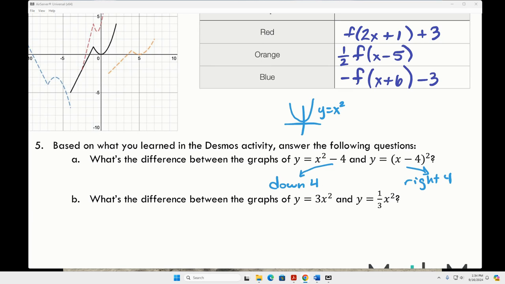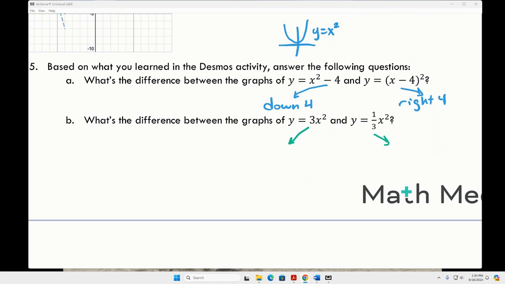Okay, and then the difference between multiplying by 3 on the outside and multiplying by 1/3 on the outside. Multiplying by 3 on the outside is a vertical stretch, so it's going to make it 3 times as tall. And then 1/3 on the outside is a vertical compression. So it's going to be 1/3 as tall as the original one.